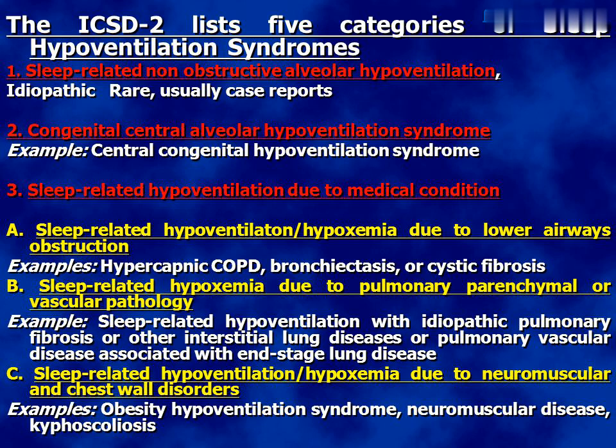A. Sleep-related hypoventilation/hypoxemia due to lower airways obstruction. Examples, hypercapnic COPD, bronchiectasis, or cystic fibrosis. B. Sleep-related hypoxemia due to pulmonary parenchymal or vascular pathology. Example, sleep-related hypoventilation with idiopathic pulmonary fibrosis or other interstitial lung diseases or pulmonary vascular disease associated with end-stage lung disease. C. Sleep-related hypoventilation/hypoxemia due to neuromuscular and chest wall disorders. Examples, obesity hypoventilation syndrome, neuromuscular disease, kyphoscoliosis.